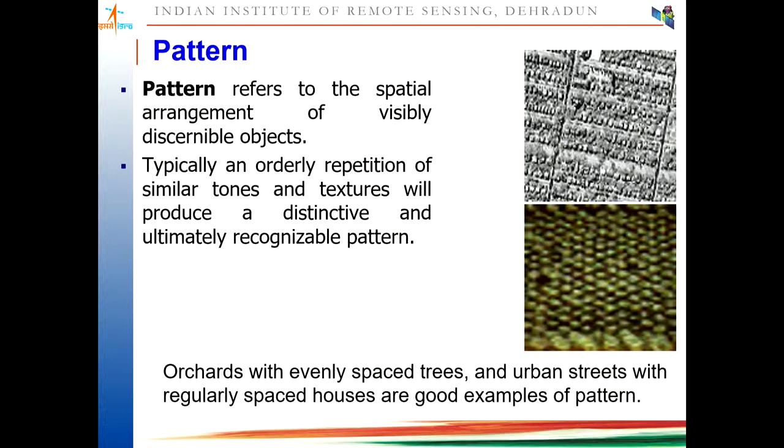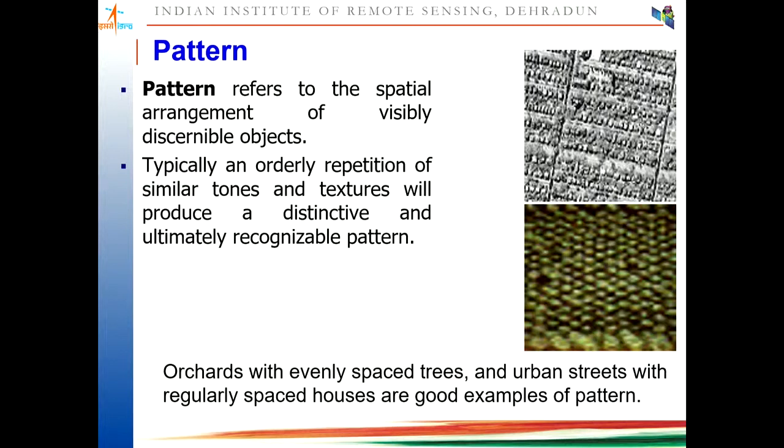Then we come to pattern. Pattern refers to the spatial arrangement of visibly distinguishable objects. Typically, an orderly repetition of similar tones and textures will produce a distinctive and recognizable pattern. For example, if I need to distinguish between naturally growing forest and orchards, orchards will have evenly spaced trees because it's a man-made feature.